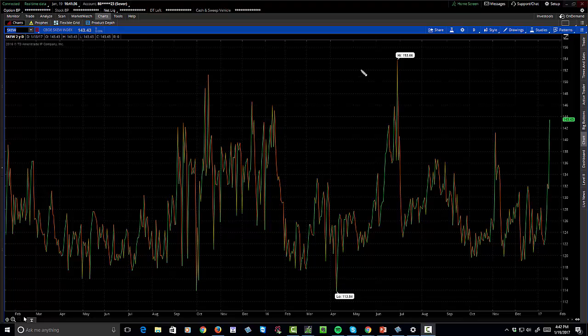Okay, the word of today was SKEW, option SKEW. And actually, it's a symbol, which you can see here is SKEW, and is called the CBOE SKEW Index. What we're seeing today is a relatively high value. If you look over the last couple of years, this is one of the higher values that we've seen over the last couple of years.